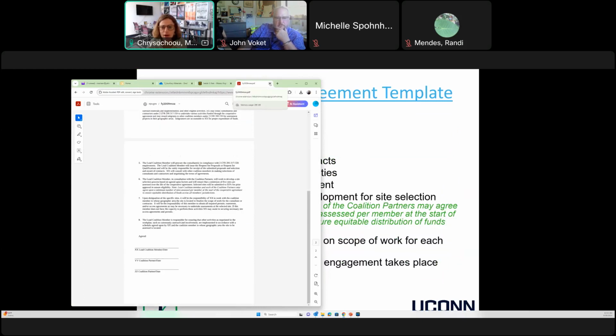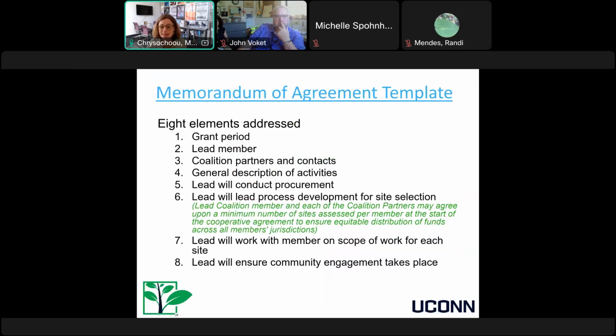I won't go over this right now, but I will tell you what the elements you must address in the memorandum of agreement. You need to talk about what is the period of the grant, who is the lead member, who are the coalition partners and the contacts for each partner, what is going to happen as part of the grant, state that the lead member will conduct procurement for the consultant services, and that the lead will also lead the process of development for site selection. And you can also do that in advance, or you can do that as part of the grant to have an agreement on how the money will be distributed between the members.